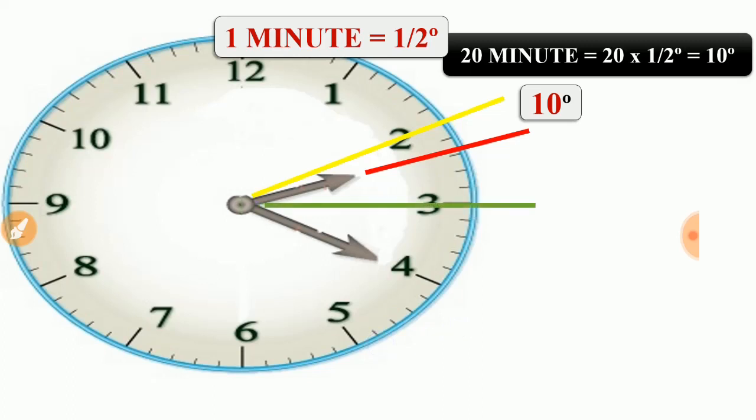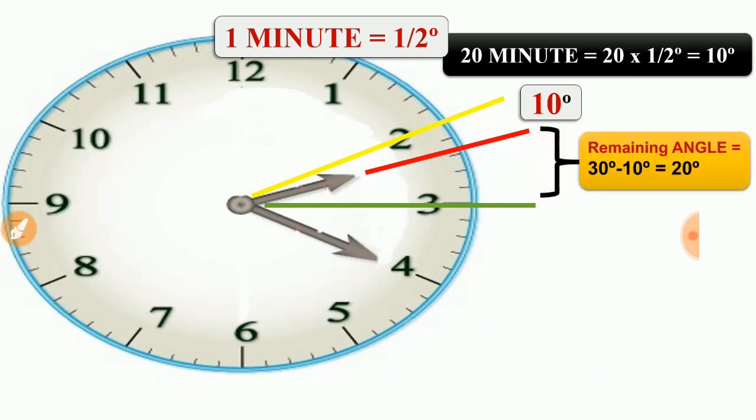So now I draw a green line. If I ask you what is the gap between 2 and 3, or the yellow line and the green line, you can simply say that it is one gap. So one gap, we know that it is 30 degree. If one gap is 30 degree, then the remaining angle is 30 minus 10 degree, because we found the angle between yellow and red is 10 degree, and we know the angle between yellow and green, that is one gap, is 30 degree.